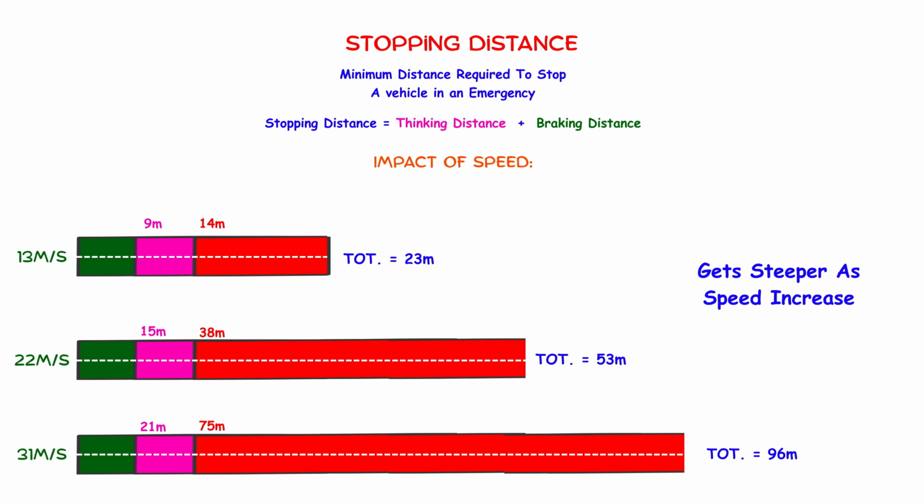A key point to understand is that while the thinking distance increases in direct proportion to speed, the braking distance increases at a much faster rate. In fact, if you double the speed of a vehicle, the braking distance will increase by a factor of 4. Similarly, if you triple the speed, the braking distance increases by a factor of 9. This is because braking distance is proportional to the square of the speed. That is why when we graph the total stopping distance against speed, we do not get a straight line but rather a curve that gets steeper and steeper as the speed increases. This clearly shows that higher speeds dramatically increase the total stopping distance.